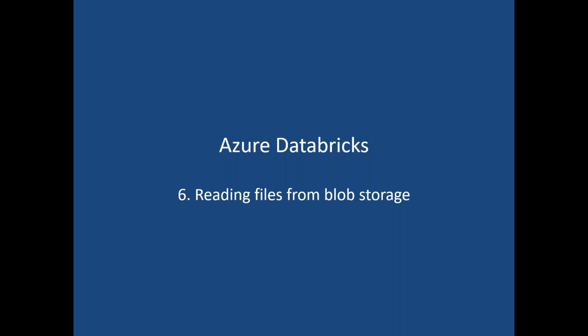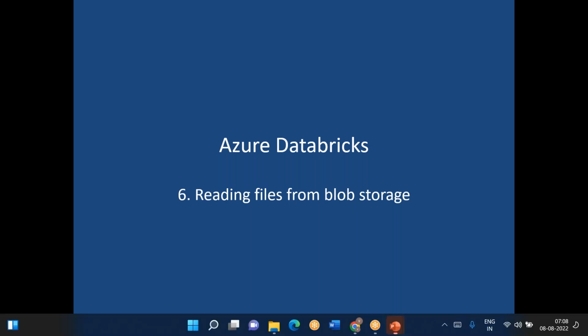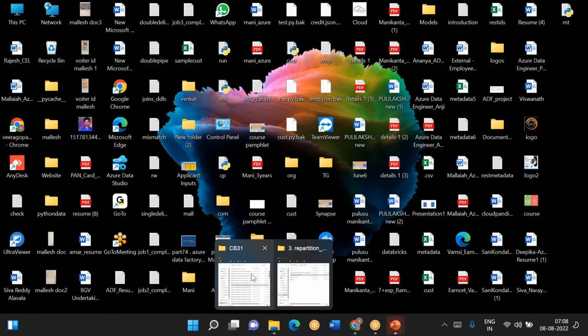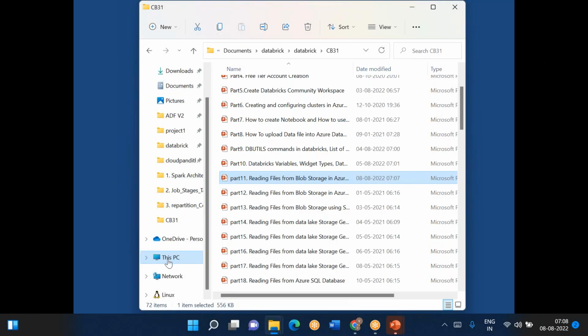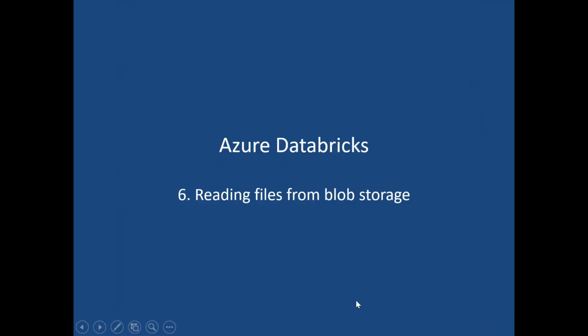So blob storage is kind of like our C drive, where some space will be there on the hard disk. Similarly, the blob storage is default. When you create a Databricks workspace, one blob storage will come, and that blob storage will be connected to the Databricks directly by default.